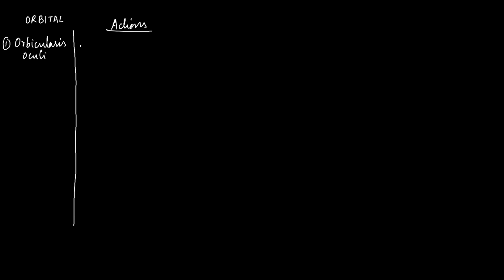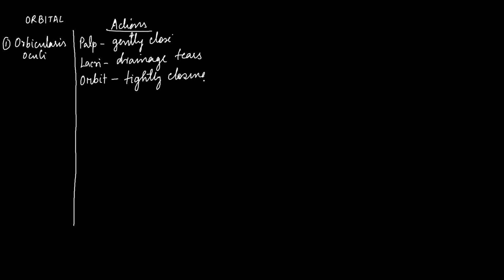We have three parts of orbicularis oculi. We have a palpebral part, we have a lacrimal part, and we have an orbital part. Okay, three different functions. The palpebral part helps in gently closing the eyelid. The lacrimal part, as the name goes, helps in drainage of the tears. And the orbital part helps in tightly closing the eyelids. So palpebral part and orbital part help in the closing of the eyelids. One helps in gently closing the eyelids, and the other helps in tightly closing them. And what is the innervation? The nerve involved is the facial nerve.